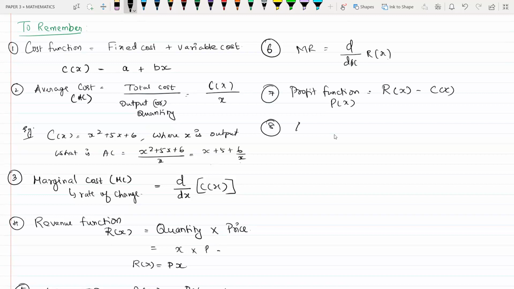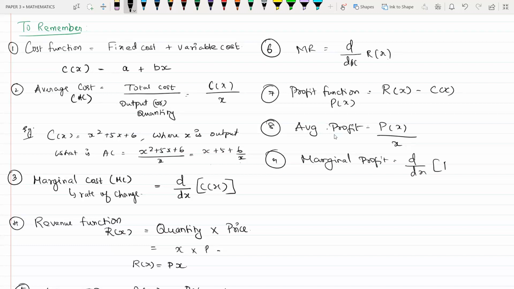Then the eighth one, what is my average profit? My average profit is going to be P of x divided by x. What is my marginal profit? My marginal profit is going to be d by dx of P of x, the profit function. Differentiation of the profit function will give me the marginal profit. You will understand it better once we are done with the integral part, because integral is an antiderivative.